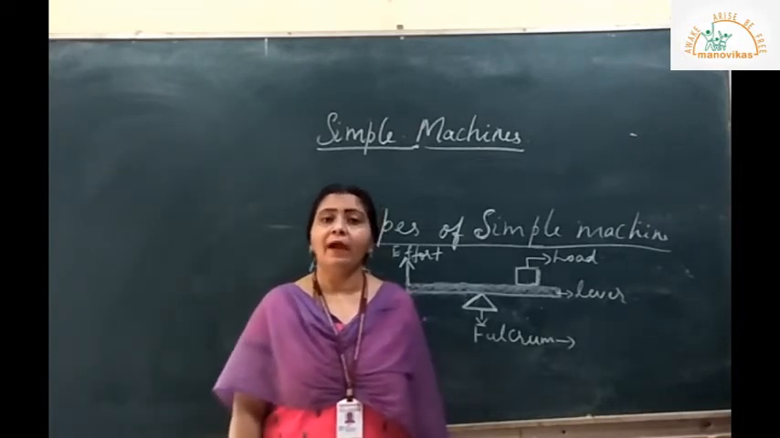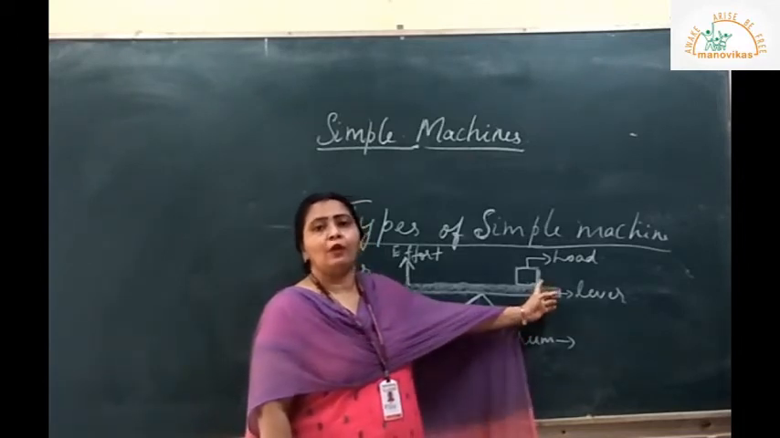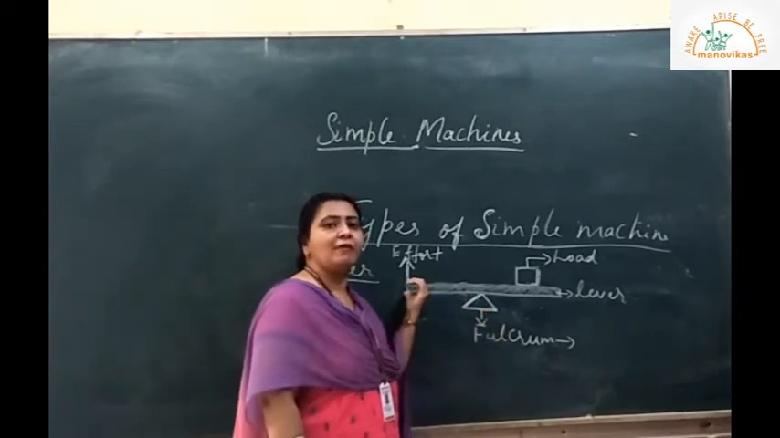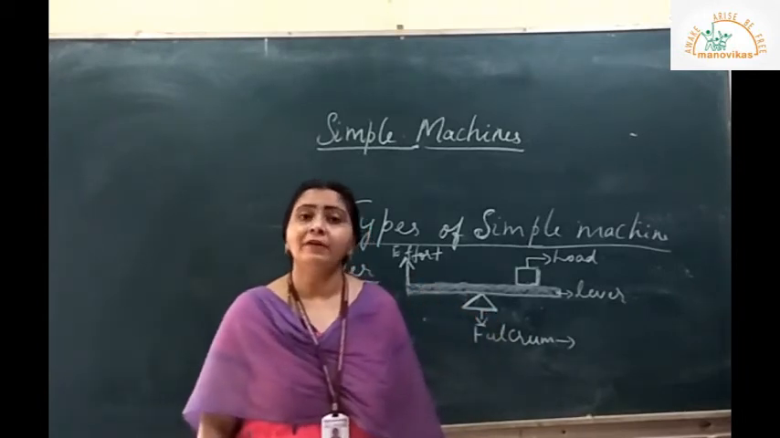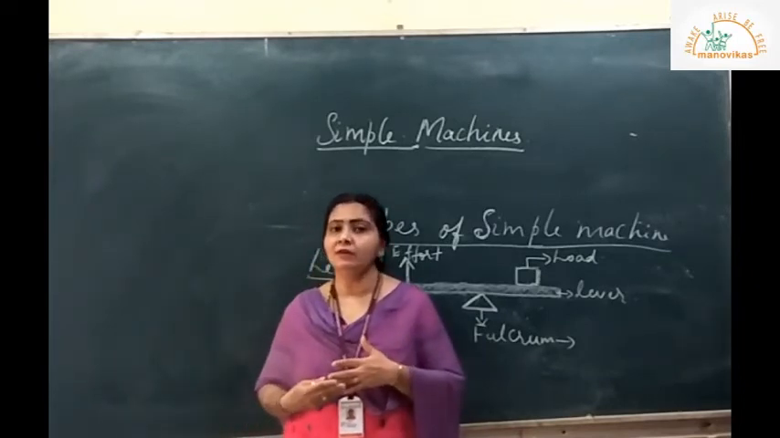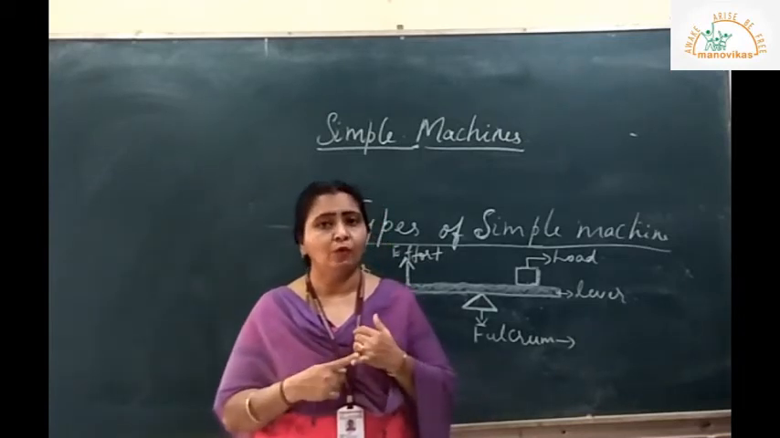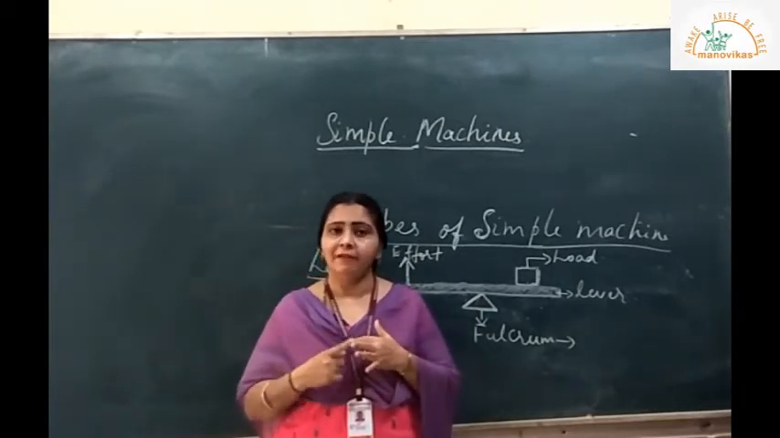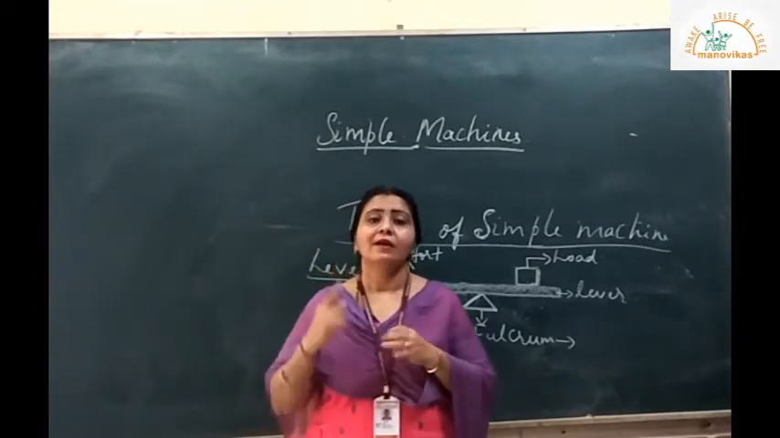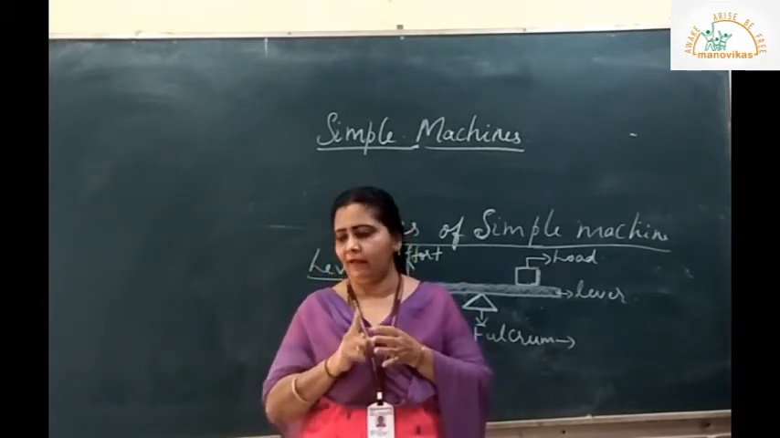So load arm and effort arm. From the fulcrum to the load is known as the load arm, and from the fulcrum to the effort is known as the effort arm. So these are the different parts of a lever. Based on the position of the load, effort and fulcrum, they are categorized into three classes: class 1 lever, class 2 lever and class 3 lever.